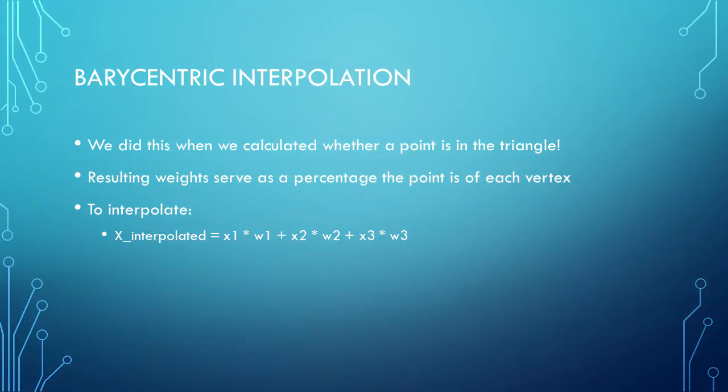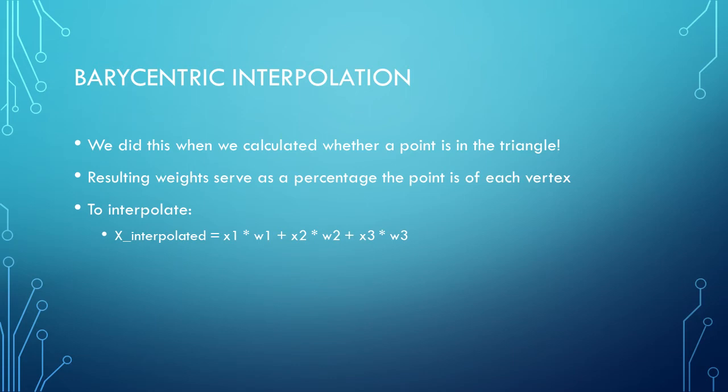Now let's talk about how we will interpolate these values. I mentioned previously that we're going to use barycentric coordinates. So what exactly are these barycentric coordinates? To put it simply, they're the weights of each vertex in a triangle which correlate to a single point within the triangle. We actually used this back in tutorial 2 or 3 when we calculated whether a point was in the triangle or not.